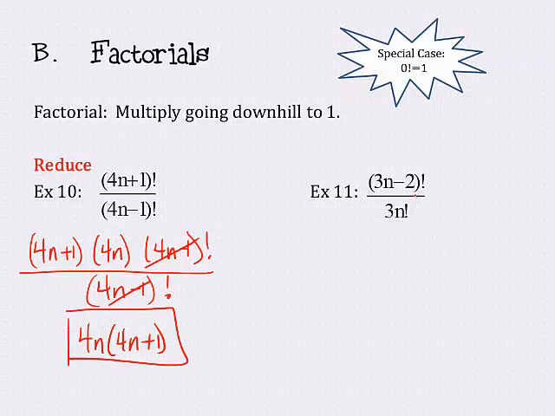Let's try one more like this. Remember, take the numerator and just count it down. Okay? 3n minus 2, subtract 1, 3n minus 3, 3n minus 4. Notice we're not really getting anywhere, right? But let's see what we can do.